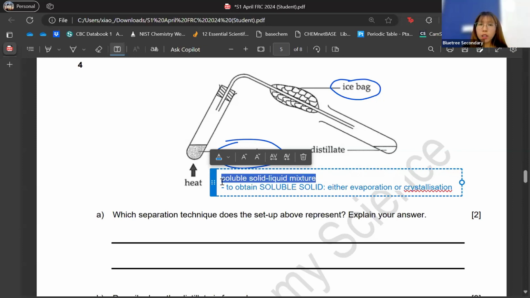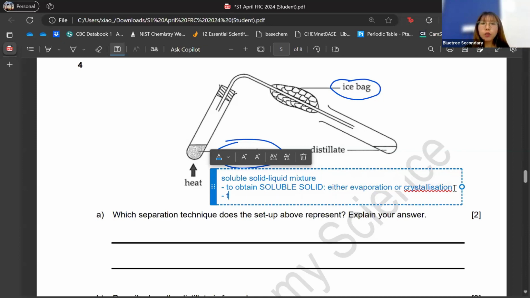For a soluble solid liquid mixture, if you want to obtain the soluble solid, you either perform evaporation to dryness or you perform crystallization. I will not mention when to do which, we have already covered that earlier on. But if you want to obtain the liquid, you only perform simple distillation.